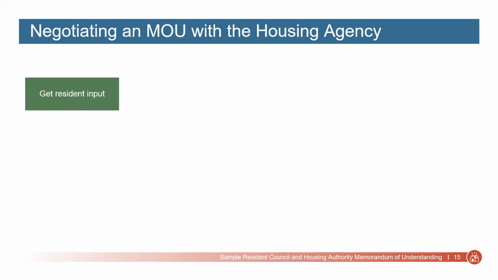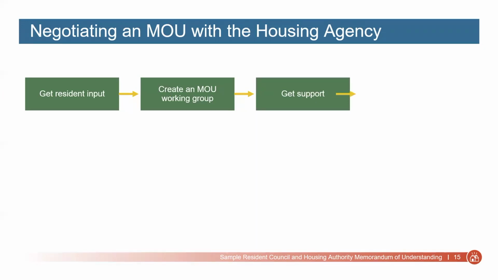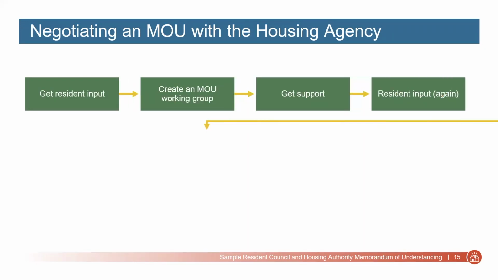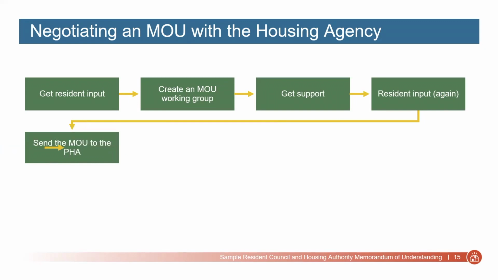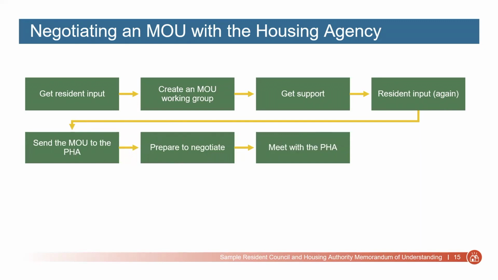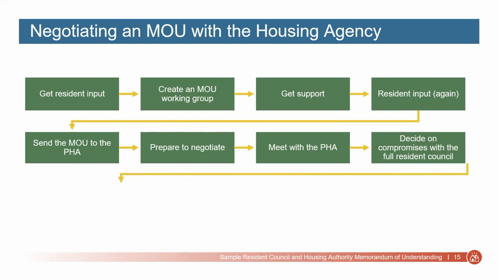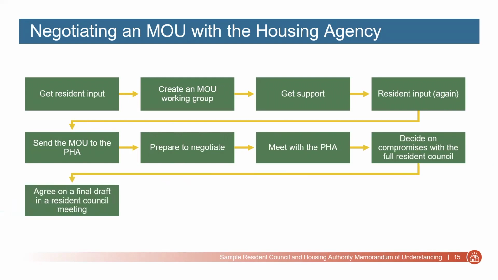This is an overview of the process that resident councils will use for creating an MOU with the housing agency. The resident council will get resident input, create a working group to negotiate the MOU, get support for creating the MOU, go back to the residents for more input, send the draft MOU to the housing agency, prepare to negotiate, meet with the housing agency to negotiate, decide on compromises with the full resident council, and agree on a final draft in a full resident council meeting. And finally, celebrate with the resident council.